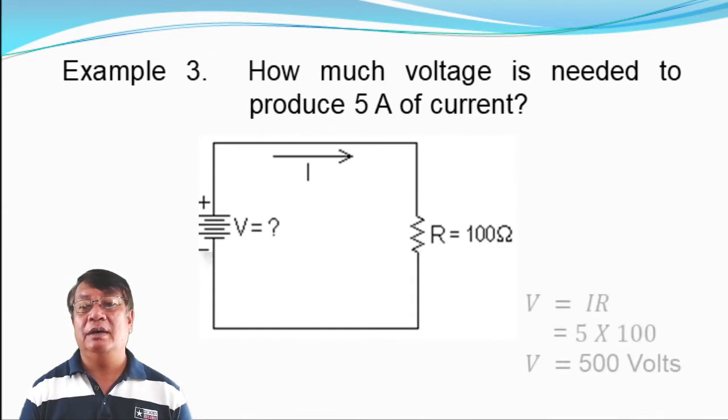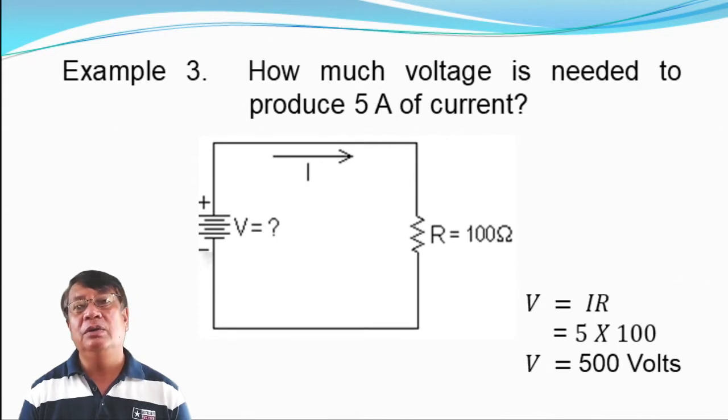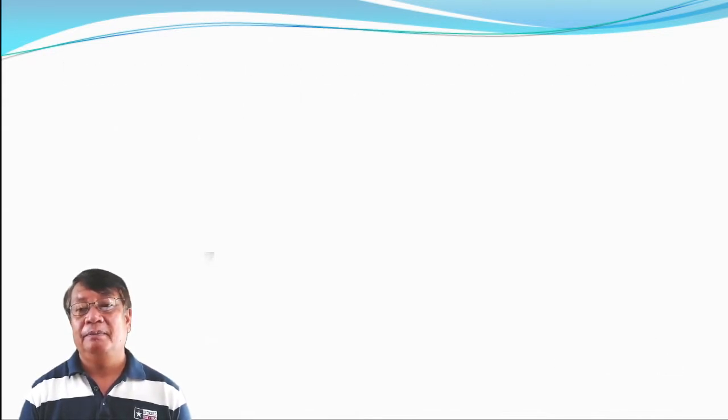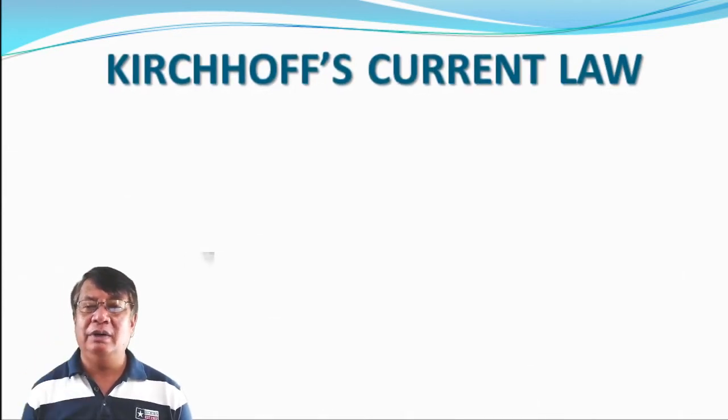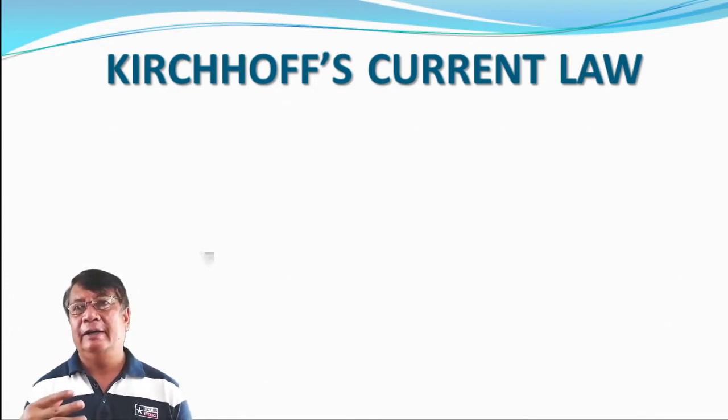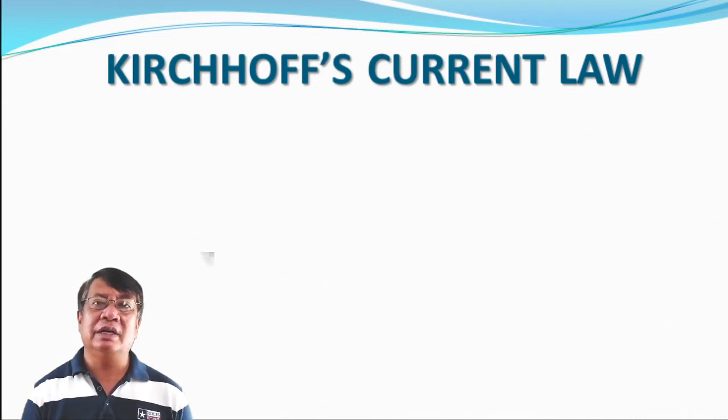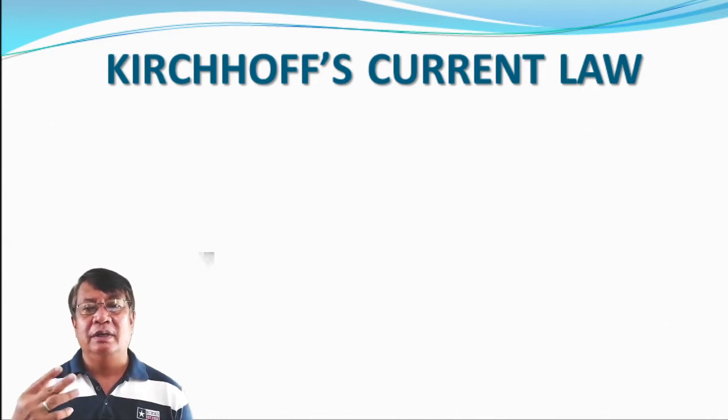So we have this formula, 5 times 100, which is more or less equal to 500 volts. Okay, so that is all about Ohm's law. I know that in your senior high school, or in your physics, you have discussed already this voltage, current, and resistance. So this is just a recap of your idea about Ohm's law. That is just a simple example of Ohm's law.